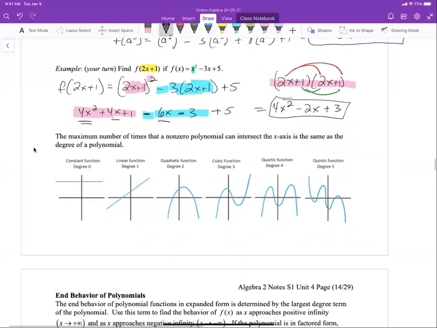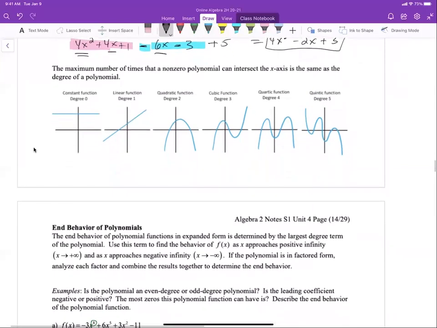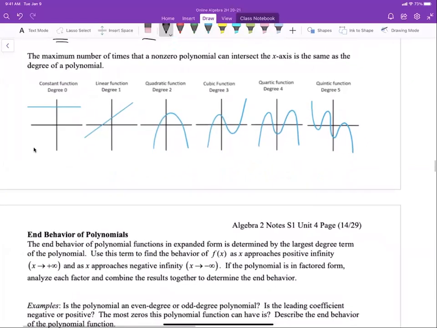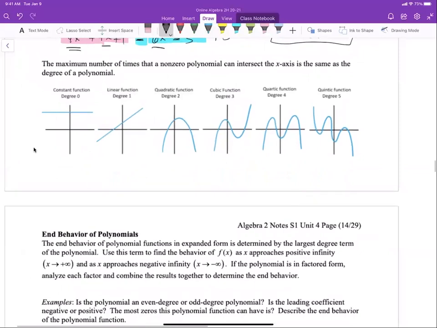Okay. All right. The number of times that a non-zero polynomial can intersect the x-axis is the same as the degree. Let me restate that one more time because I left out a very important word: the maximum number of times. So that's the max that a non-zero polynomial can intersect the x-axis, the same as the degree.